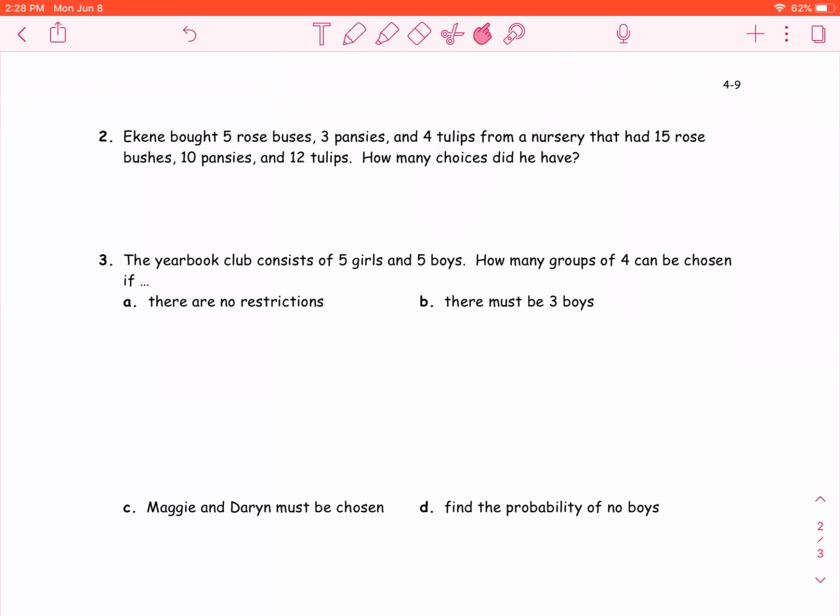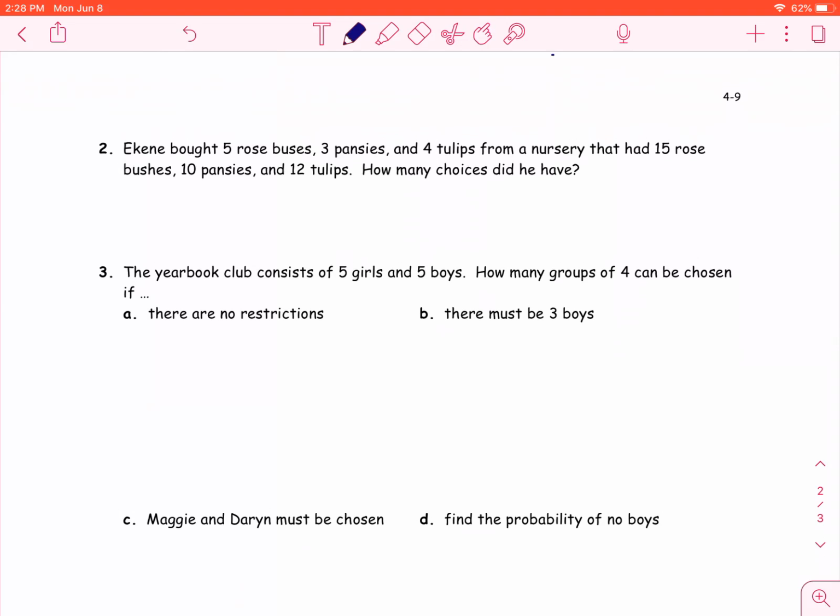So we have here: Kenny bought 5 rose bushes. Guess I forgot an H there, we'll add an H, no problem. 3 pansies and 4 tulips from a nursery that has 15 rose bushes, 10 pansies, and 12 tulips. How many choices does he have?